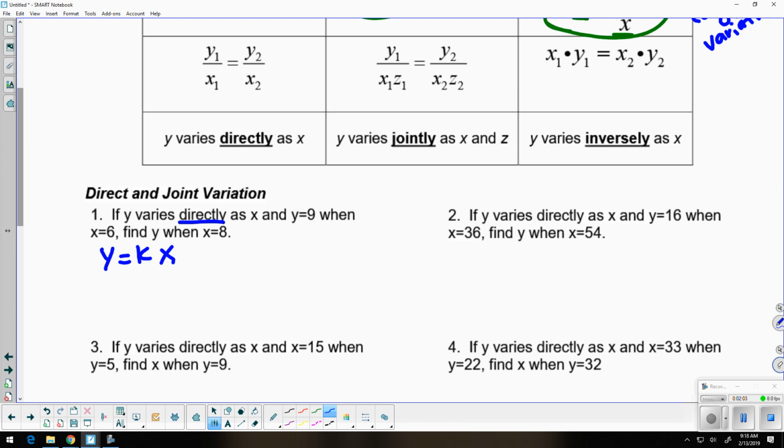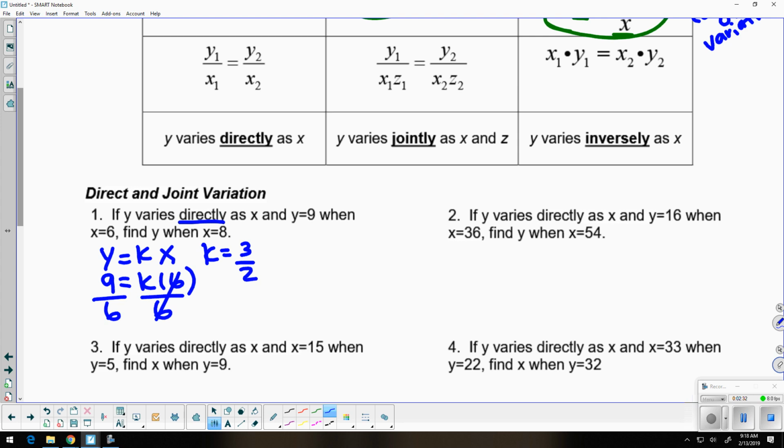I'm going to pause right here. I'll continue on with the rest of the problem in just a second. But again, y is 9 when x is 6. So if I plug these two numbers in, stop here now and solve for k. As I said, k is one of the most vital, crucial parts of the whole entire problem. So if I solve this for k, I just divide both sides by 6. So k comes out to be 9 over 6. Reducing that down, k would be 3 over 2.